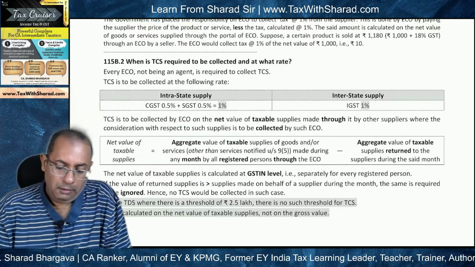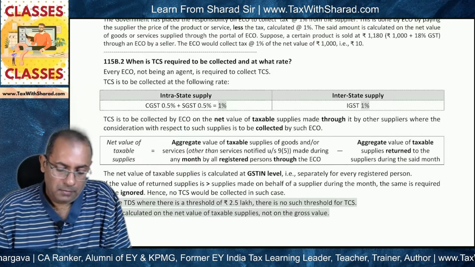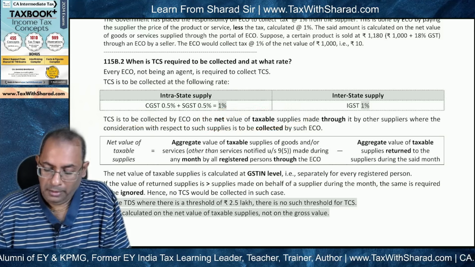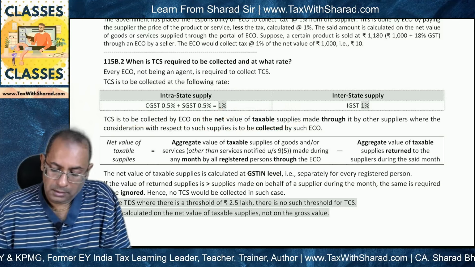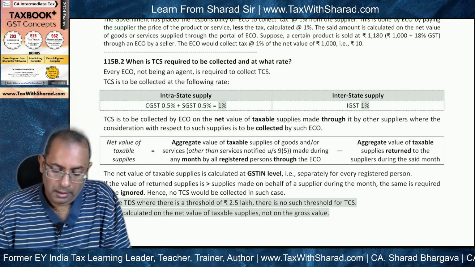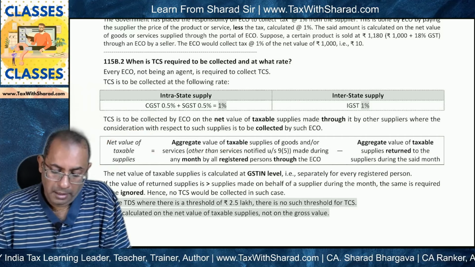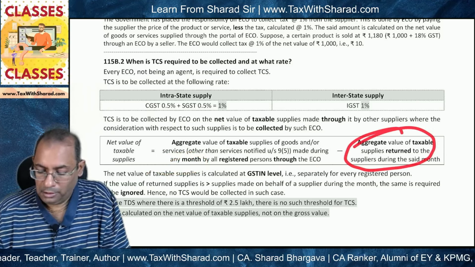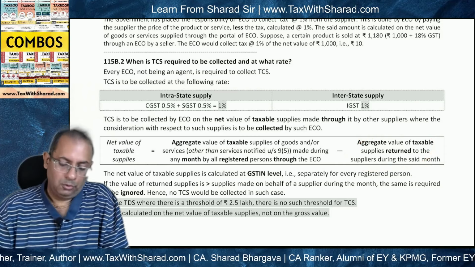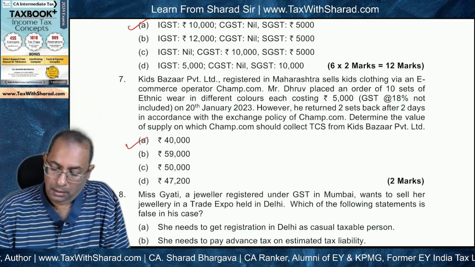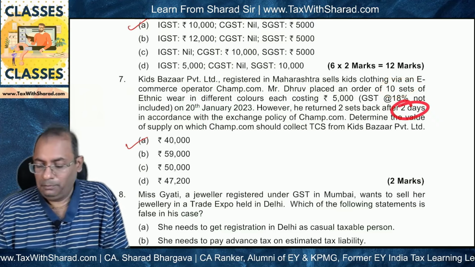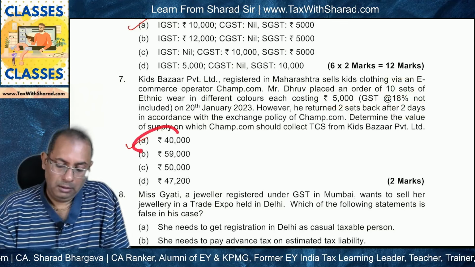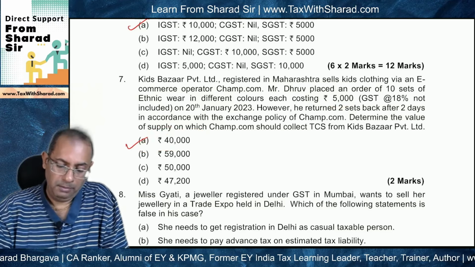So if we look at the TCS provisions, TCS is to be collected by the e-commerce operator on the net value of taxable supplies made through it by other suppliers. So net value of taxable supply is what? Aggregate value of taxable supplies made during any month through the e-commerce operator minus the aggregate value of taxable supplies returned to the supplier during the said month. So in our case, 10 sets are being sold in January and 2 sets are getting returned in the same month. So 10 minus 2 is 8. 8 into 5 is 40,000. So 40,000 becomes the value of supply on which TCS will need to be applied.